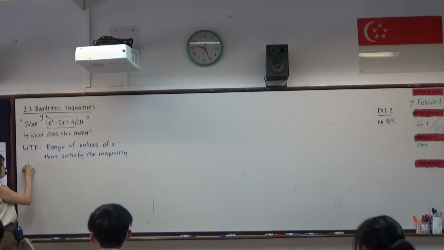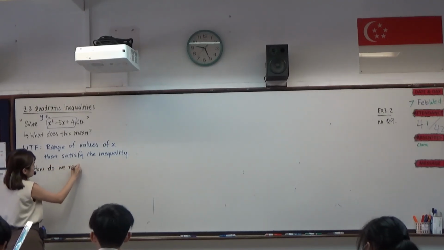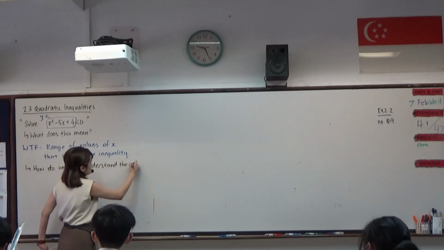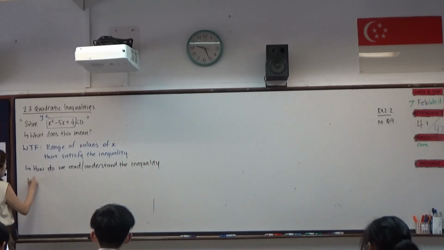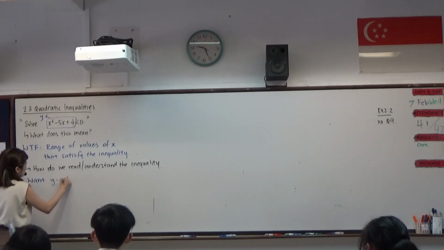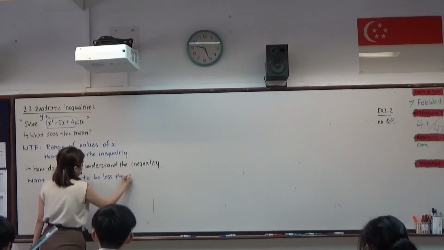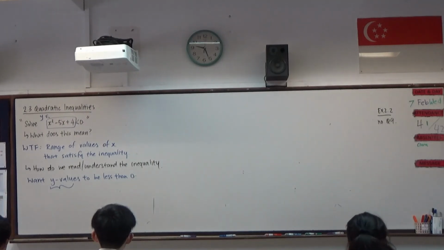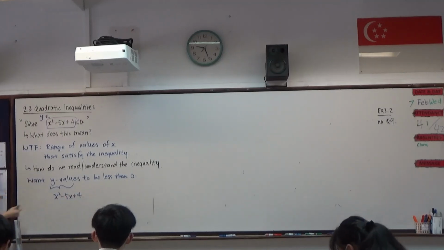So if we ask ourselves how to read or understand the inequality, it means that your y values are the values that come out of your x squared minus 5x plus 4.